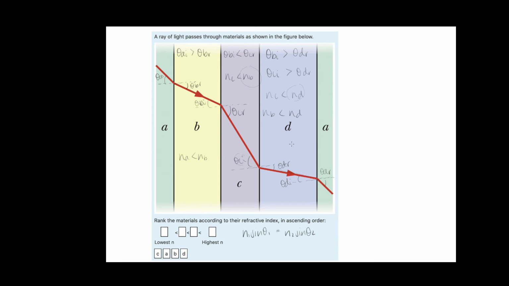And let's have a look here. We can say theta DI is going to be less than theta AR. Therefore, the refractive index of D has to be greater than the refractive index of A.